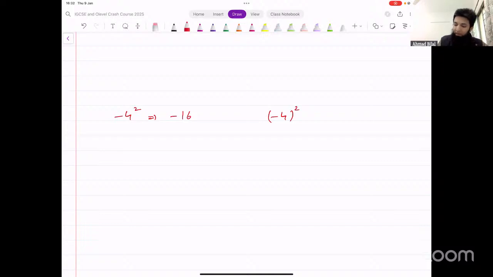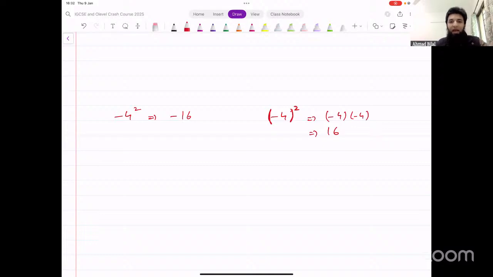However, if we have brackets here like this, brackets have a higher priority, right? So brackets will be evaluated first before you can do the square. What that means is the square is on this whole thing now. The square is not on just 4. The square is on minus 4. And when you have a square of minus 4, what does that mean? That means you're doing minus 4 times minus 4, and that results in 16. Okay, so you have to be very careful when you have brackets here like this.